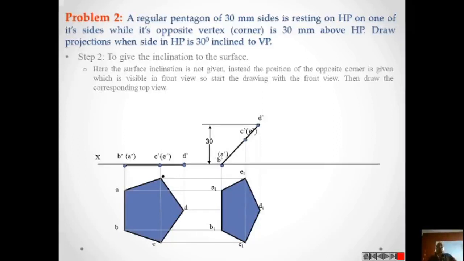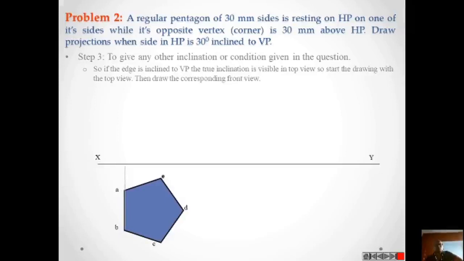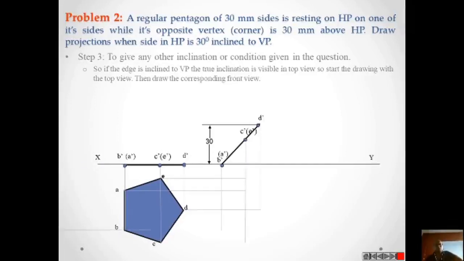So the next step is, he has mentioned an angle here, 30 degrees to VP. What is that angle? The side AB is making an angle of 30 degrees with VP. So we will draw that one. Again, the line inclination is with VP, so it is visible in the top view. So this is the previous thing that we have done.